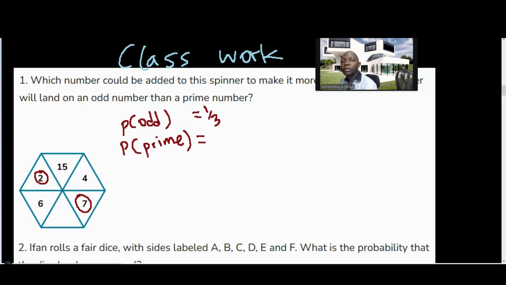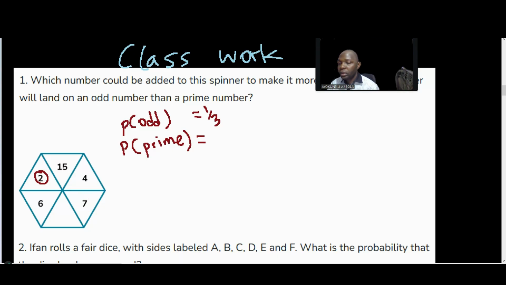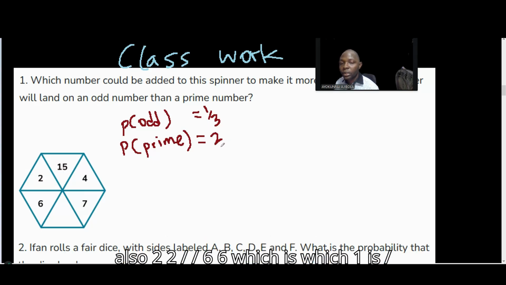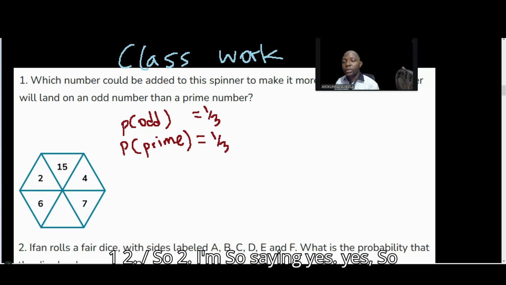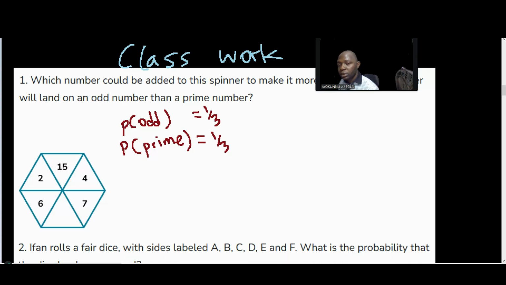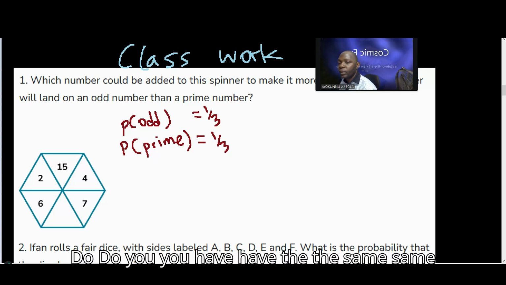Exactly. Favor. Yes. Okay. So, the probability of prime is also 2 over 6, it's also 1 over 3. So, I'm saying yes, they are the same. They have the same chances now.